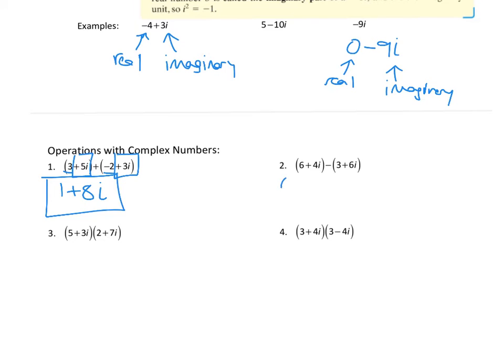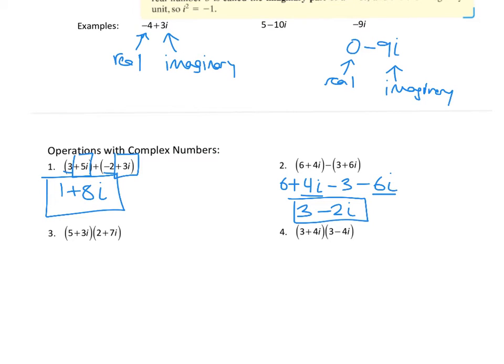And we always leave our answer in a plus bi form. In the next one, 6 plus 4i, I'm going to distribute my negative and get minus 3 minus 6i. And then I add my real parts and my imaginary parts together. So 6 minus 3 is 3. And then positive 4i minus 6i makes minus 2i.